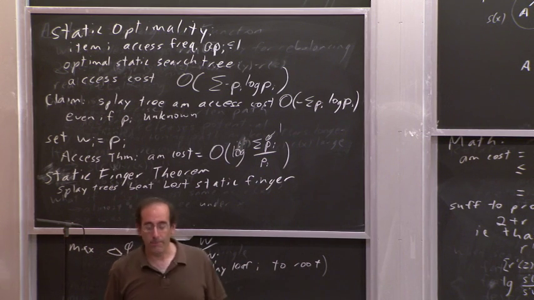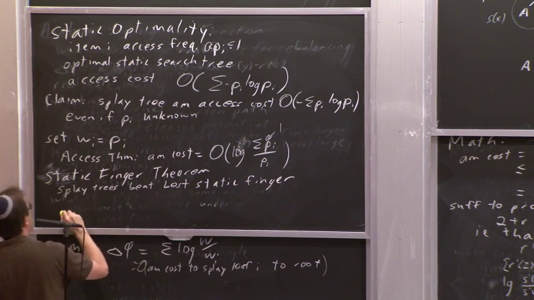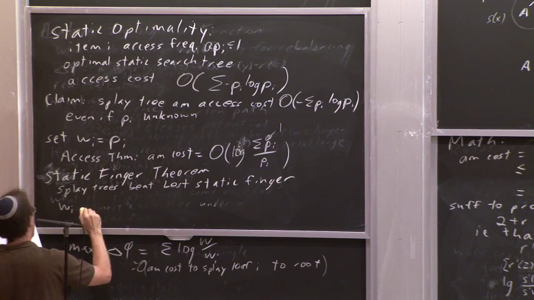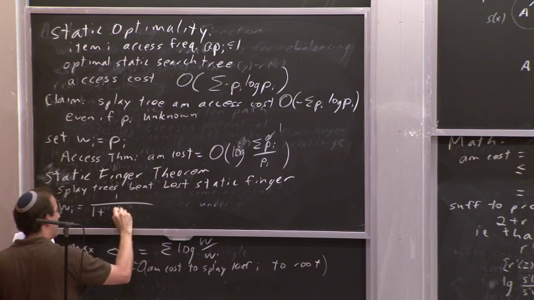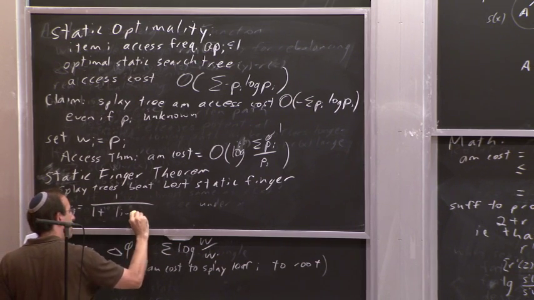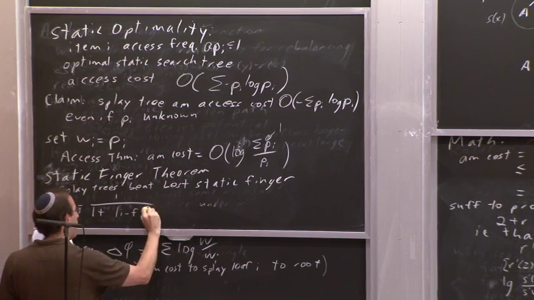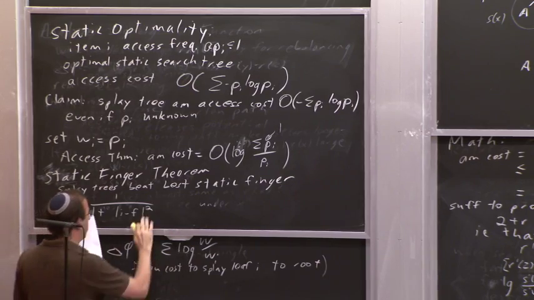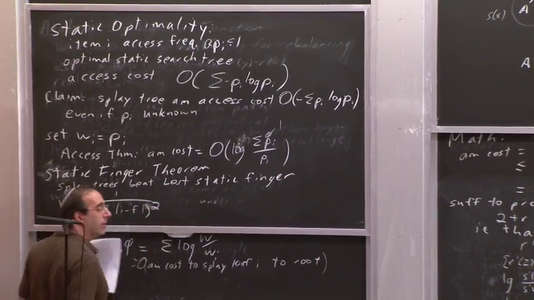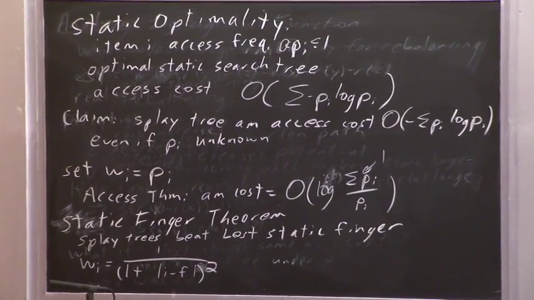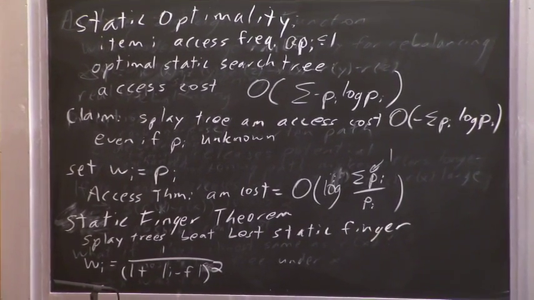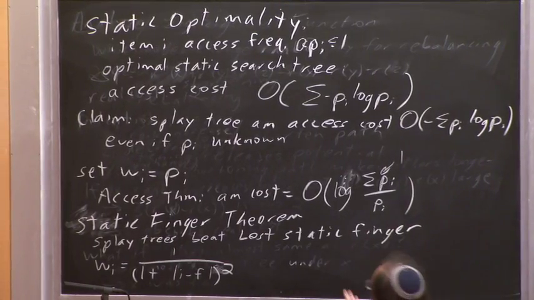And how do you prove that? Well, you set the weight of a node to be equal to 1 over 1 plus the difference in position in the tree between the node and the finger, squared. And then it falls out of the access lemma. There's also something called the working set theorem.